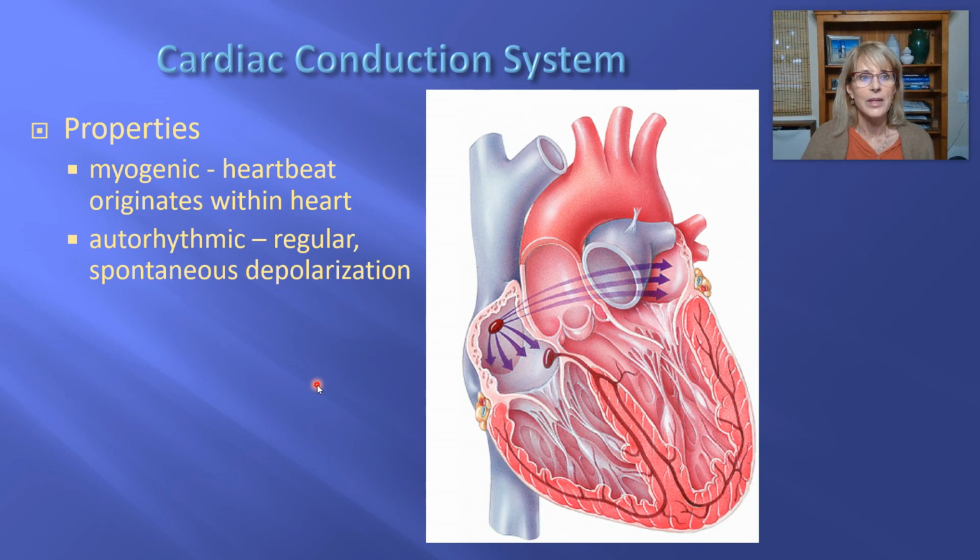Right? So with the cardiac conduction system, it's really important to remember that the cells that initiate the action potential and the contraction are the heart muscle cells themselves, which is why it's described as myogenic. Myo means muscle, genic means originating from. So the heartbeat originates from the muscle cells of the heart, not a nerve cell telling it what to do.